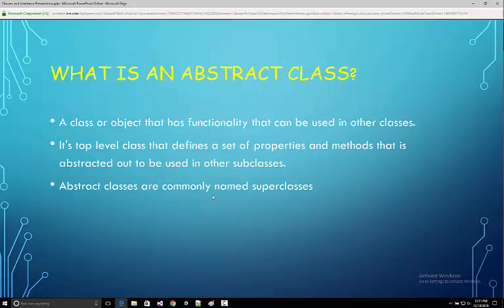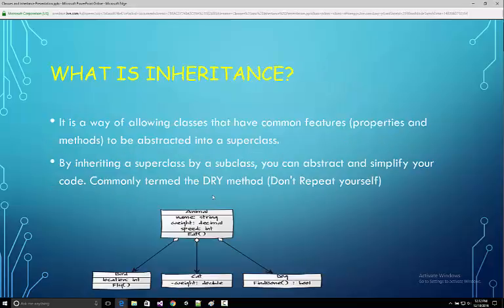It's a top-level class that defines a set of properties or methods that is abstracted out to be used in other subclasses. So we kind of already went over that. And abstract classes are commonly named superclasses, which I also went over already. So what is inheritance? Inheritance is a way of allowing classes that have common features to be abstracted into this super or abstract class. By inheriting a superclass by a subclass, you can abstract and simplify your code.